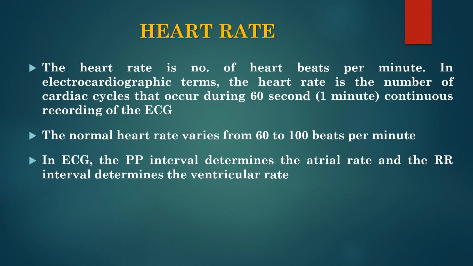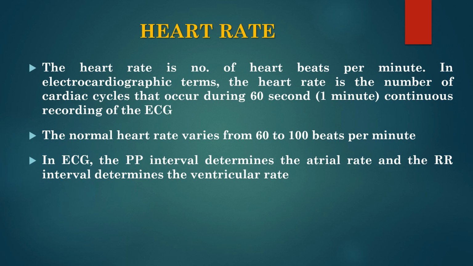We all know that heart rate is basically heartbeats per minute, and in electrocardiographic terms we can say that heart rate is the number of cardiac cycles that occur during a 60-second continuous ECG recording. That is, the number of QRS complexes per 60 seconds is the heart rate.